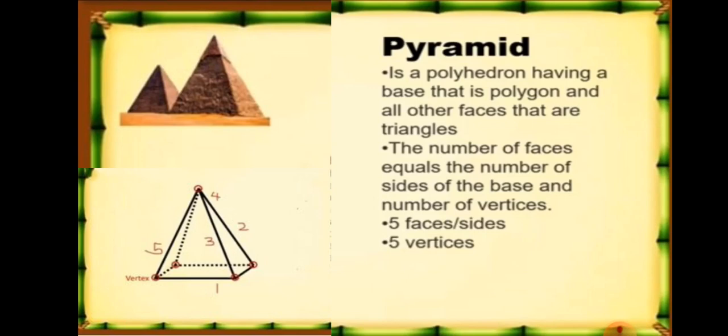Each base edge and the apex form a triangle called a lateral face. It is a conic solid with a polygonal base. And that's all.